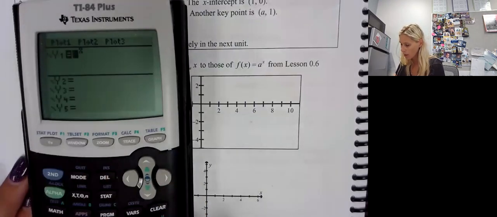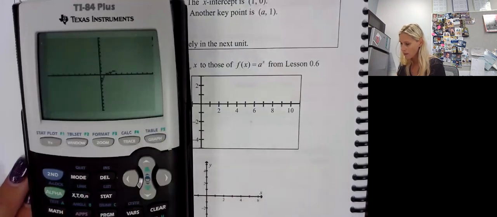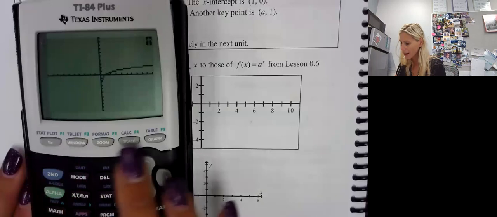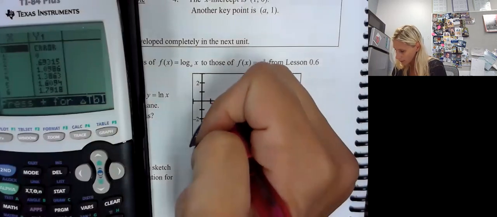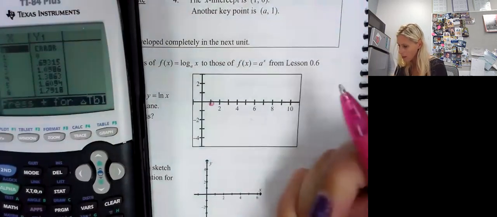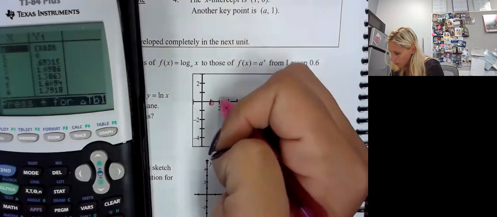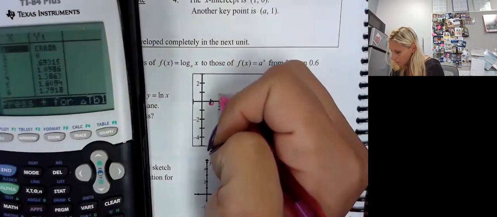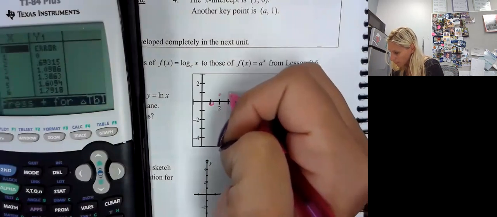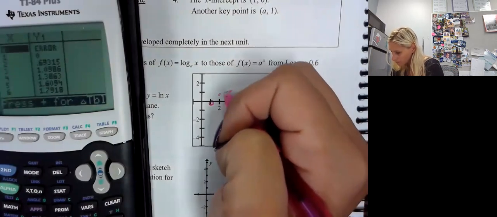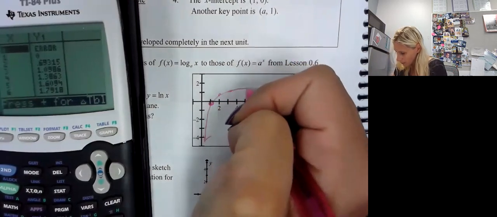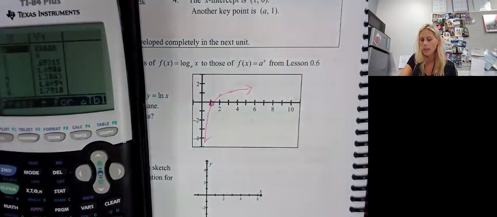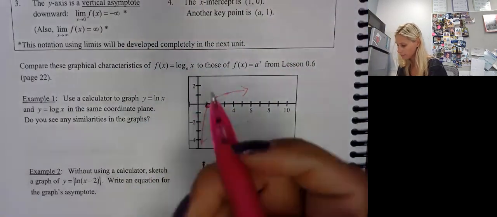So I'm going to do ln x first. I'm going to look at the table to make sure. At 1, it is 0 because, of course, that's where our x-intercept is. At 2, we are at 0.6. At 3, we're a little bit above 1, and so on and so forth. And it goes out. That was just our ln.